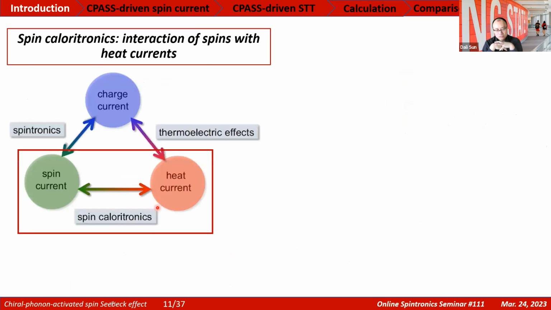So now let's go to why we relate this with spin Seebeck and the interaction between spin and phonons. That's the field called spin caloritronics, right? So we are able to use heat current to generate a spin current, and then the spin current can be detected by a charge current.